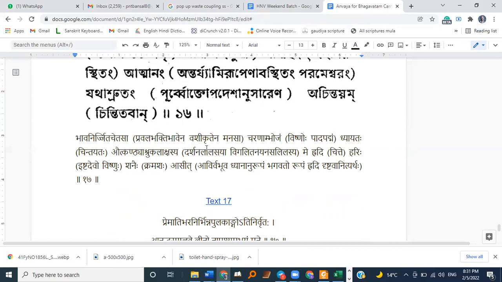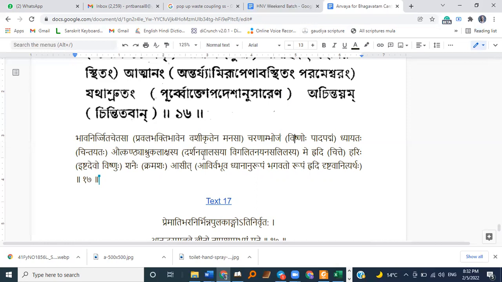So when he was thus meditating upon the Lord situated within his heart, on the strength of pravala bhakti bhavena, a strong devotional emotion, he was meditating, dhyayatah, upon the lotus feet of Lord Vishnu, by his buddhi or mind, which was overwhelmed by a strong feeling of devotion. And thus meditating, his eyes became teary, tears rolling down. Vigalita nayana salilasya. And he was very eager to see the Lord.